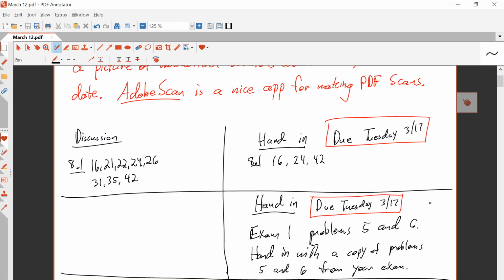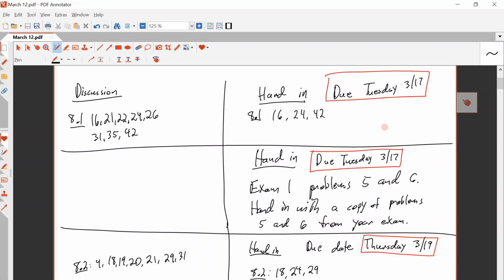Okay, so this assignment for section 8.1, I initially said it would be due on the 12th, today, on Thursday, but instead that will be due on Tuesday, the 17th. So if you already handed it in to me, you can hand it in again if you want to double check it. And then, again, exam 1, problems 5 and 6, please redo those. And send that to me as an assignment, also due on Tuesday.